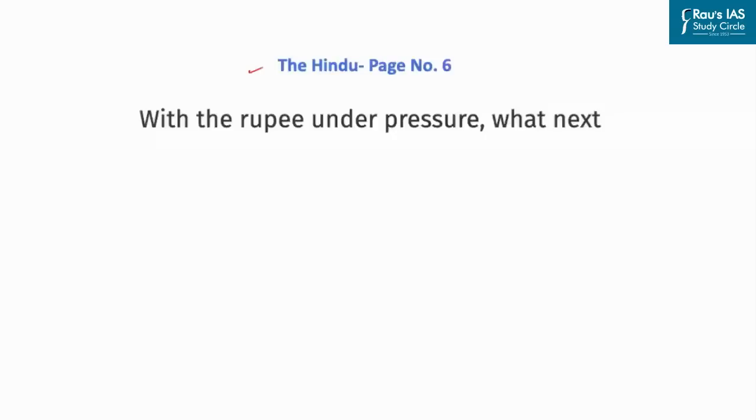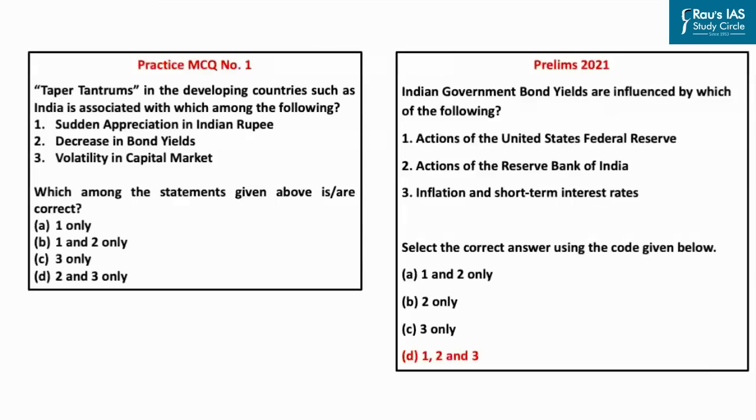The first question is related to the impact of the global external shocks on the Indian economy. This particular article basically discusses whether the Indian economy is resilient enough to withstand global external shocks such as the increase in the policy rates by the US Fed Bank. This article is quite important because, as you can see, in previous year prelims, questions have been asked with respect to the impact of changes made by the US Fed Bank on the Indian economy.